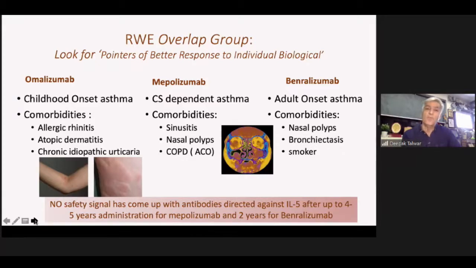And a very important point to highlight is that despite omalizumab being used for 15 years, mepolizumab for 5 years, and nearly 4 years for benralizumab, no safety signal has come that these monoclonal antibodies can induce antibodies against them in human beings and create problems, as has been reported in rheumatology practice.